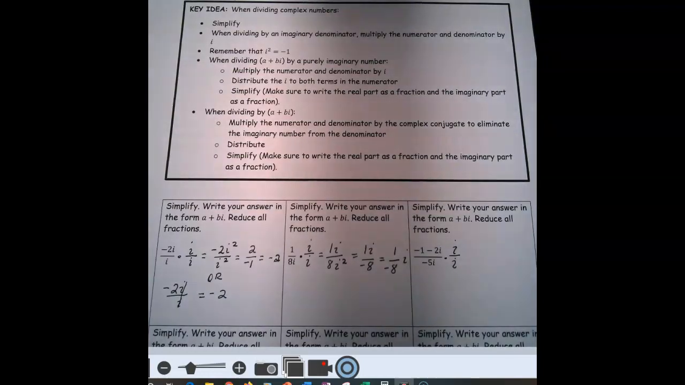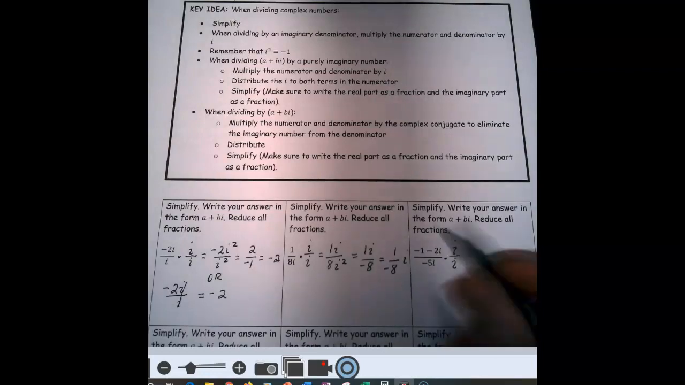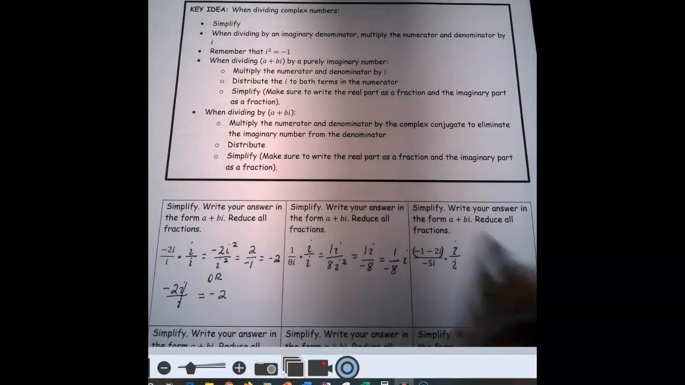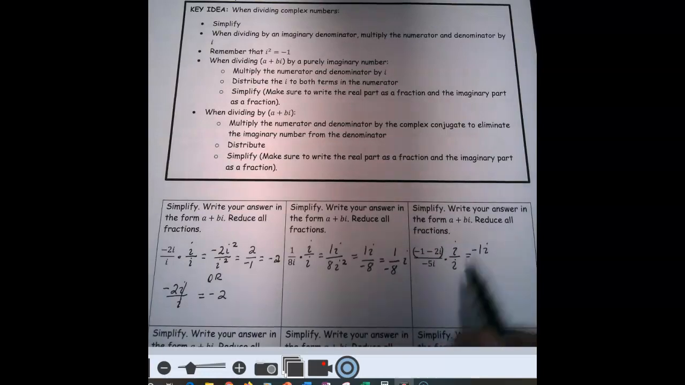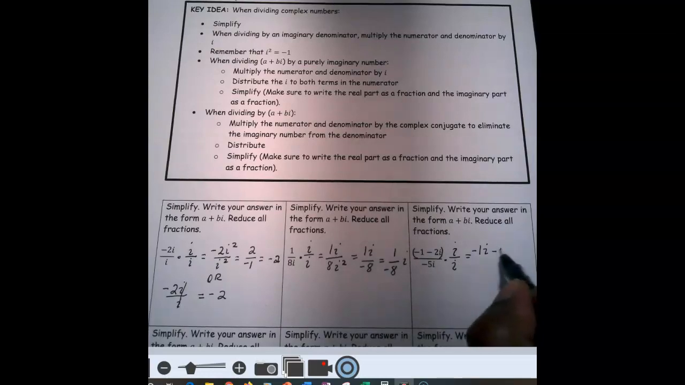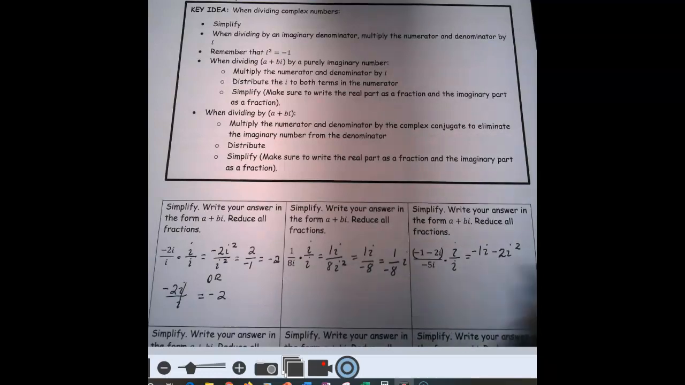What you can do at this point, this division bar, anything above it is grouped together. So I'm going to put parentheses around it to tell myself, make sure you distribute. So I've got i multiplied by -1 is -1i. i multiplied by -2i would be -2i squared. And then in the denominator, I've got -5i multiplied by i, which gives me -5i squared.